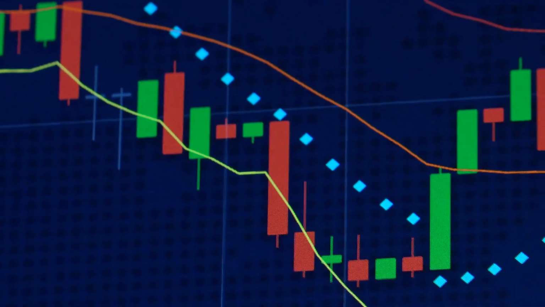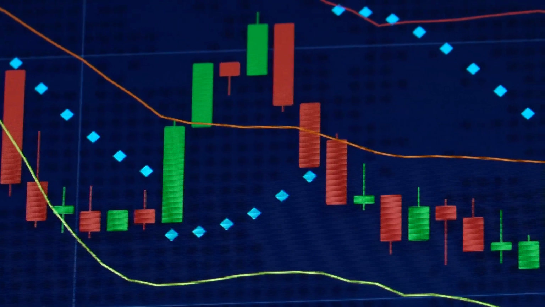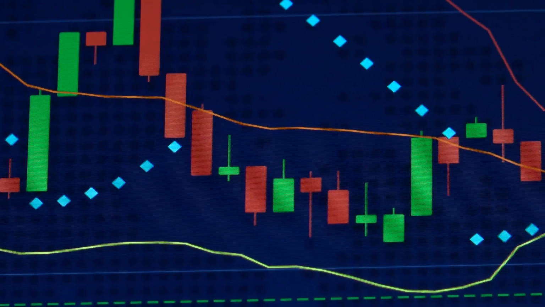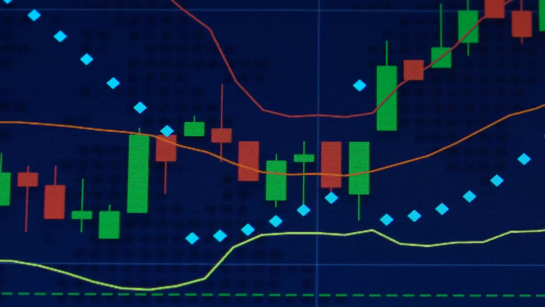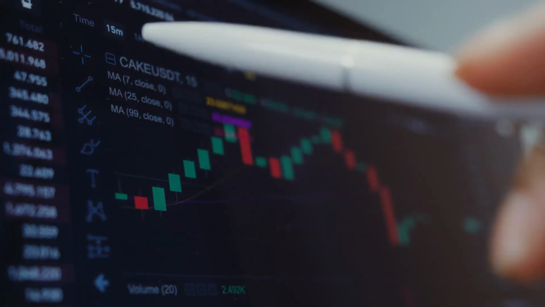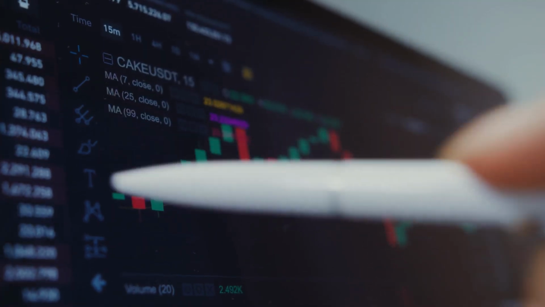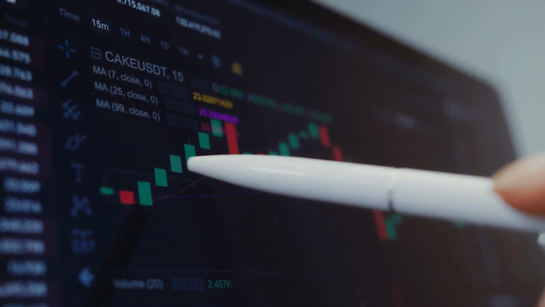Each candlestick represents a specific time period, like a day or an hour, and packs a lot of information into a single shape. The body and the wicks together tell you how high and low the price went and where it started and finished. Unlike simple line charts, candlesticks show the opening, closing, highest and lowest prices for that period. This extra detail helps you see the full picture, not just a single point.